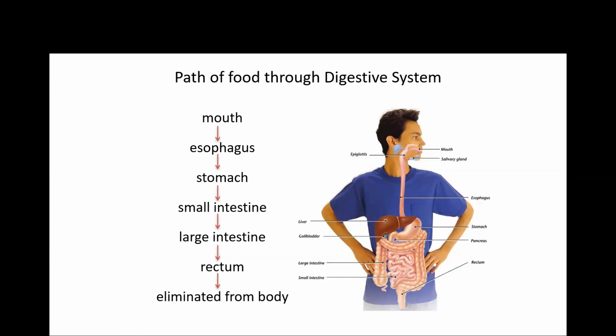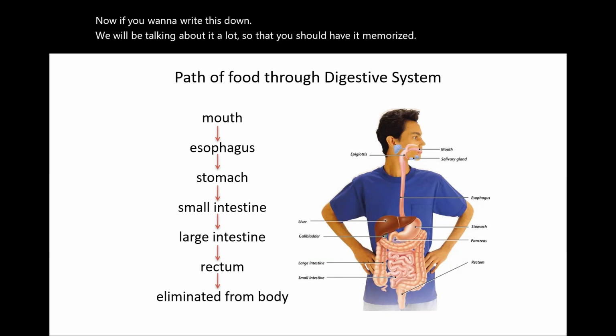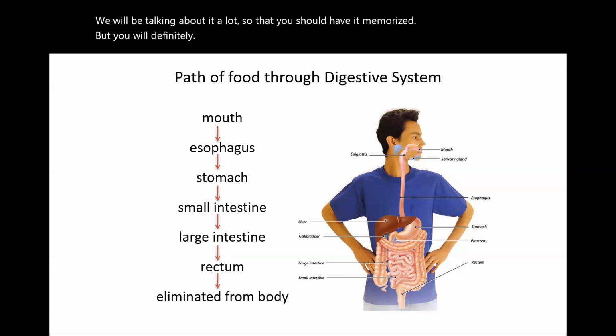So, this is the basic breakdown of the digestive system. Now, if you want to write this down, have at it. We will be talking about it a lot so that you should have it memorized. But you will definitely see this again, maybe on a quiz, maybe on a test. But as you see, it is a basic system.